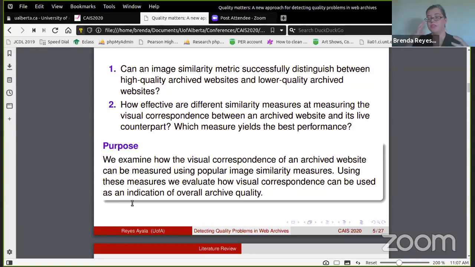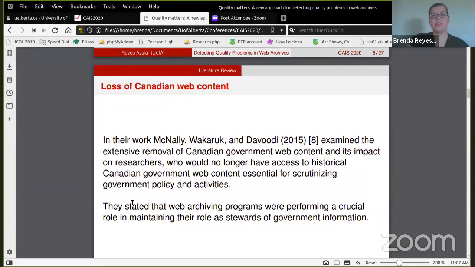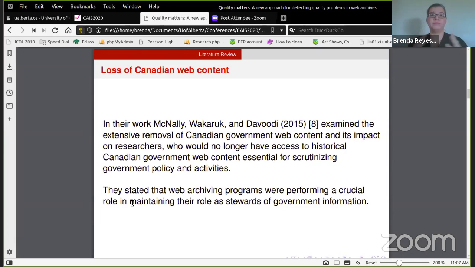So the assumption here is, the more an archive website looks like its live counterpart, the better it is, the higher quality it is. So, some literature review, things that have come before. In 2015, McNally, Wakarook, and Devuti in CAIS examined the extensive removal of Canadian web government content and its impact on researchers. They said that if this continued, Canadian researchers would no longer have access to historical records. And they stated that web archiving programs were performing a crucial role in maintaining their role as stewards of government information.